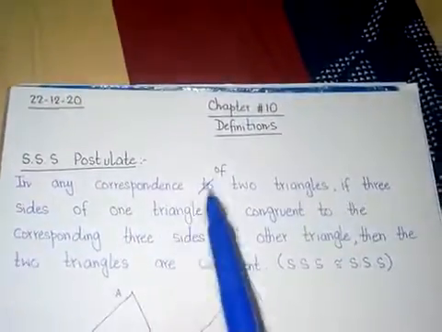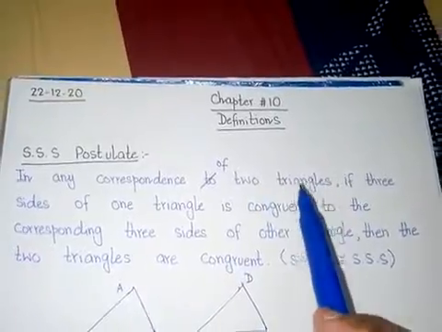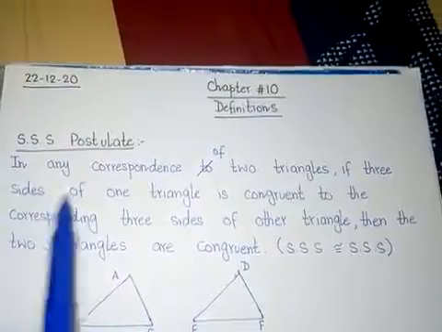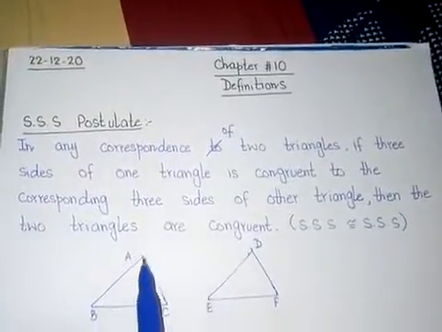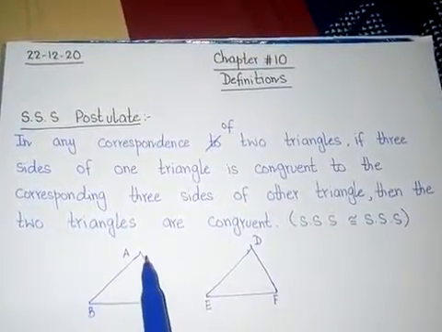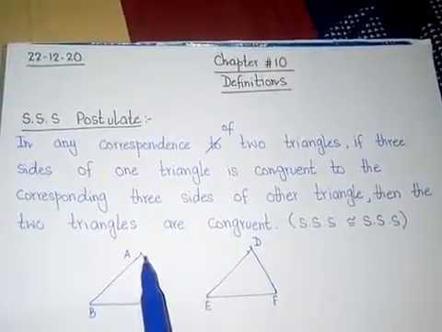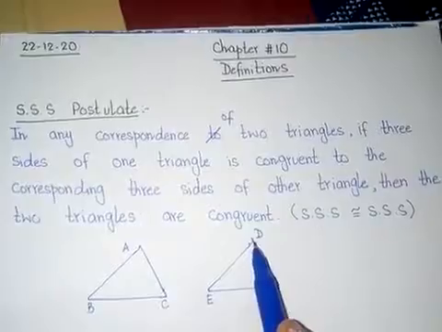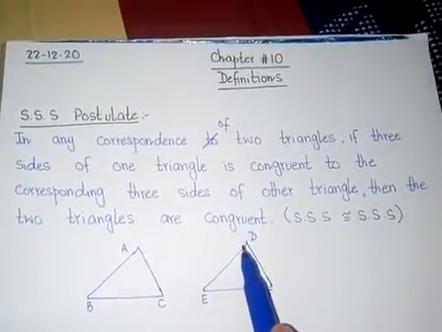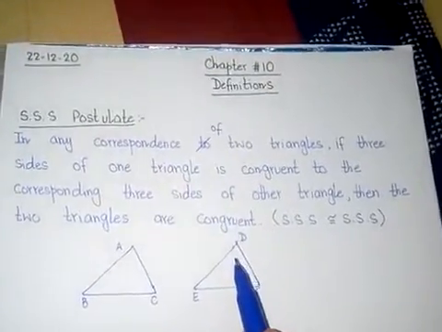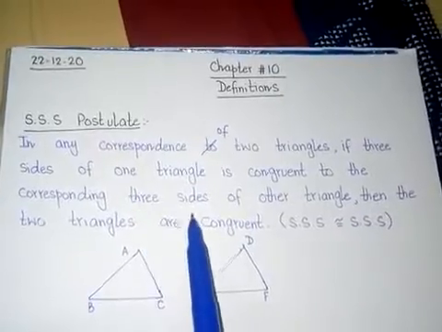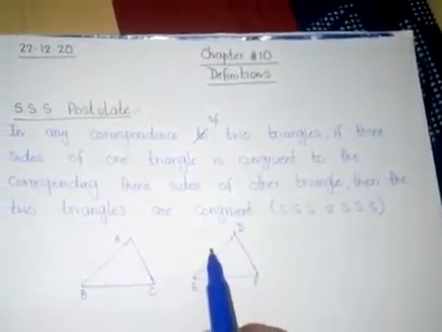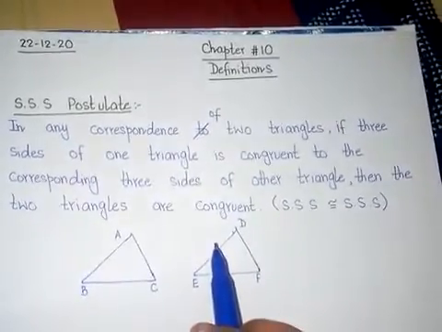In any correspondence of two triangles, again we are comparing two triangles. If three sides of one triangle are congruent to the corresponding three sides of other triangle, then the triangles are congruent. Again you can see we have made three components equal. And what are these components? These three components are three sides of the triangle.